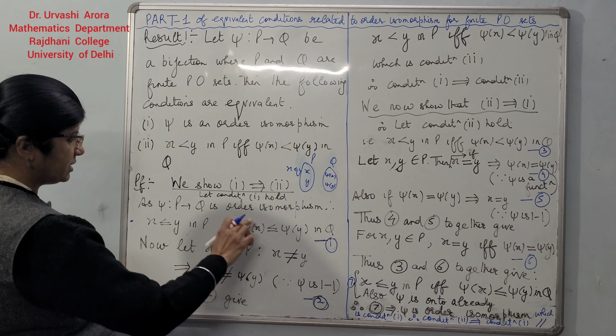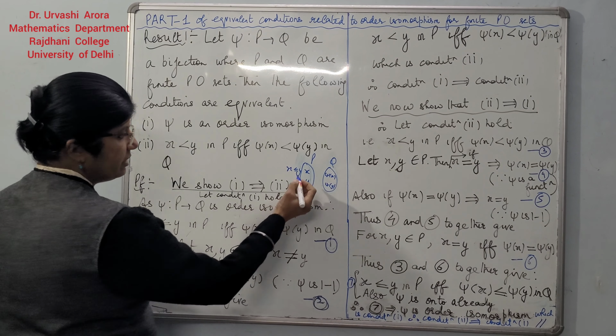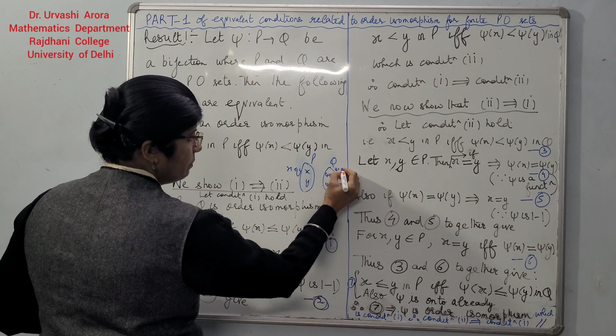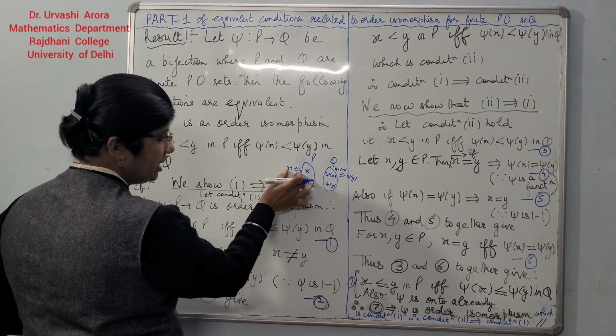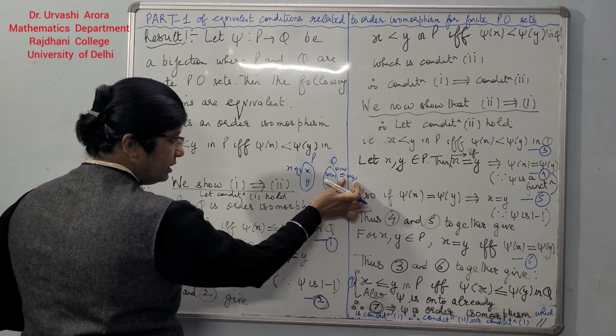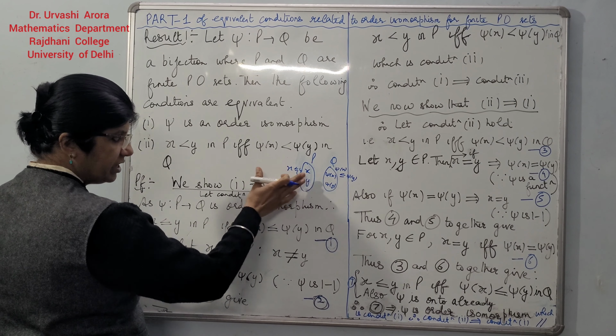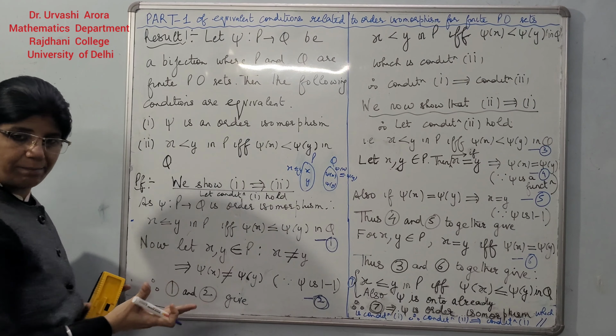And this condition means that if x is related to y, then their images psi x and psi y will behave in the same way. That is, if elements are related, their images are related, and if the images are related, then elements are related. This is the meaning of an order embedding map. So psi comes out to be an order embedding map. So this we are marking as 1.